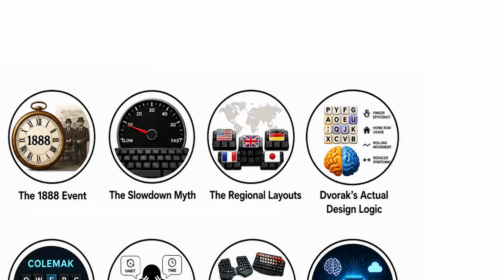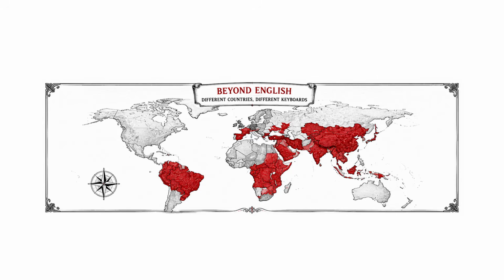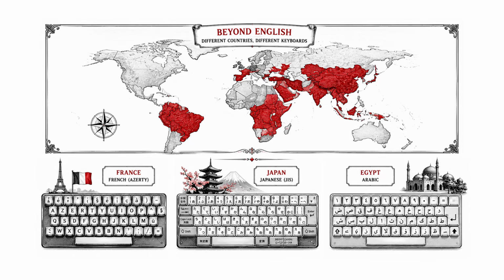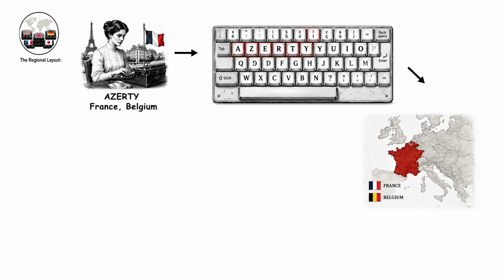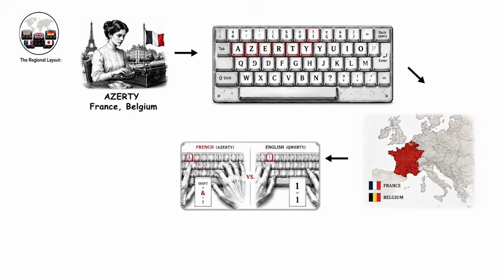The regional layouts almost nobody outside their country knows exist. There is no single QWERTY. Once you leave English-speaking countries, the keyboard changes shape entirely. AZERTY, France, Belgium. The top row swaps Q for A and W for Z, but the detail almost nobody outside France knows. Typing a number on an AZERTY keyboard requires holding Shift.